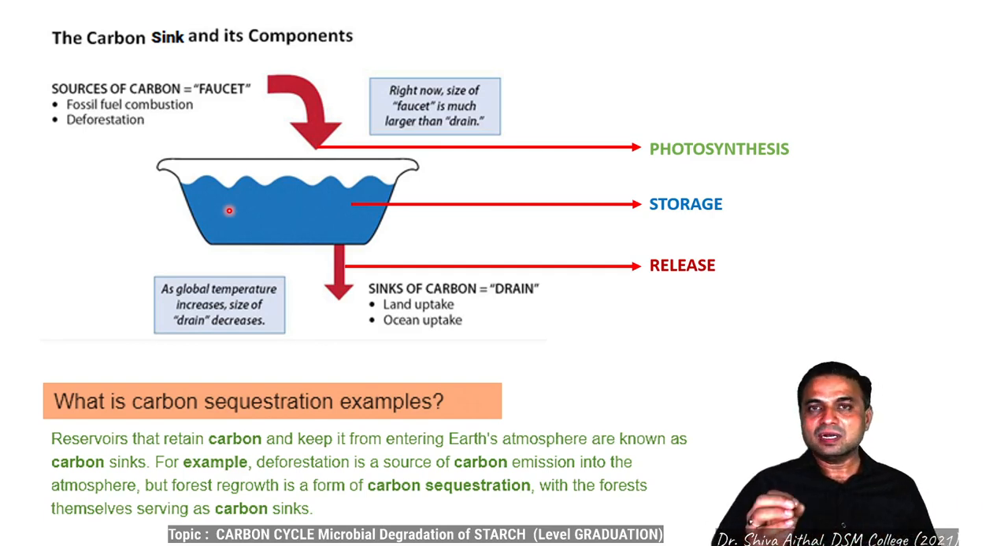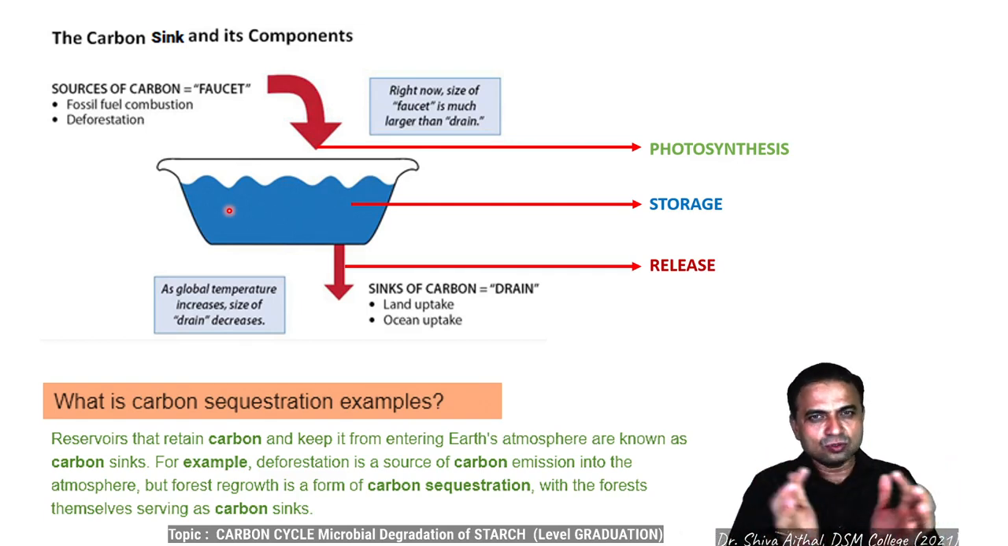For example, let us consider deforestation. Deforestation is a source of carbon emission into the atmosphere. When a forest is on fire, or when you cut the trees and burn them or just use them for something, that is what we take as carbon emission. But if a forest is growing, if a plant is growing, then that is carbon sequestration. That is, the forests themselves serve as carbon sinks.